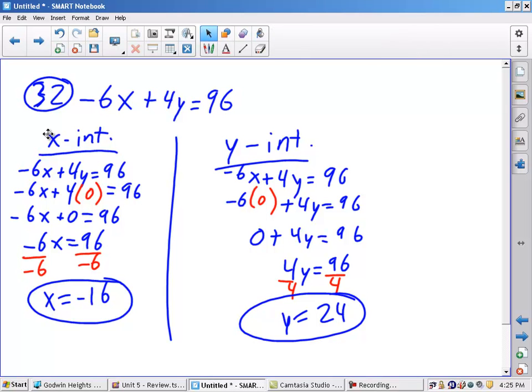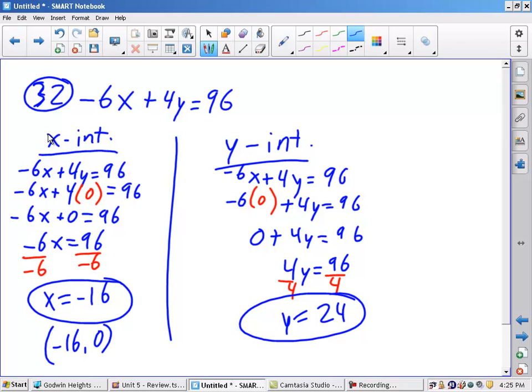Now, officially, just so you're aware, that answer will work. Now, officially, though, your actual x-intercept is negative 16 comma 0, because y is 0. And officially your y-intercept is going to be 0 comma 24, because again the other value is 0.